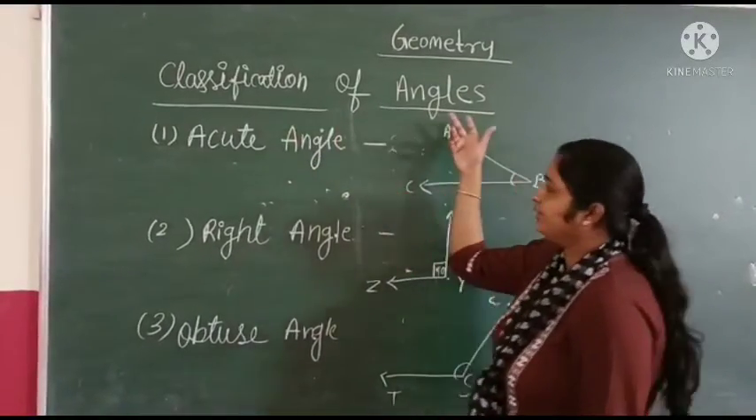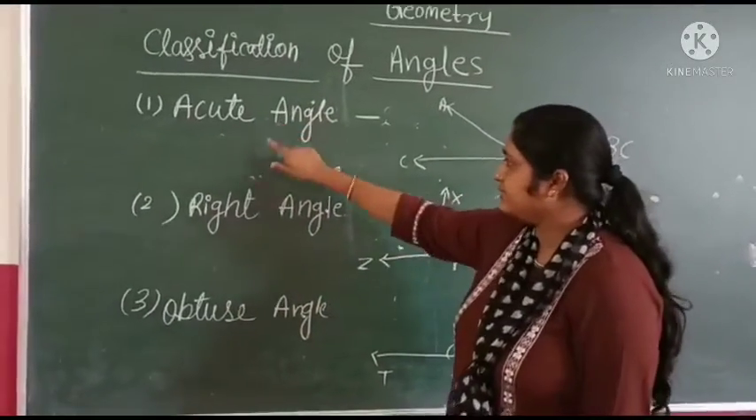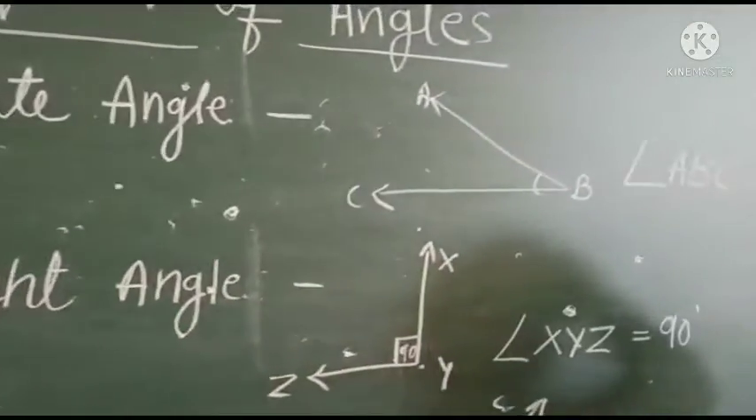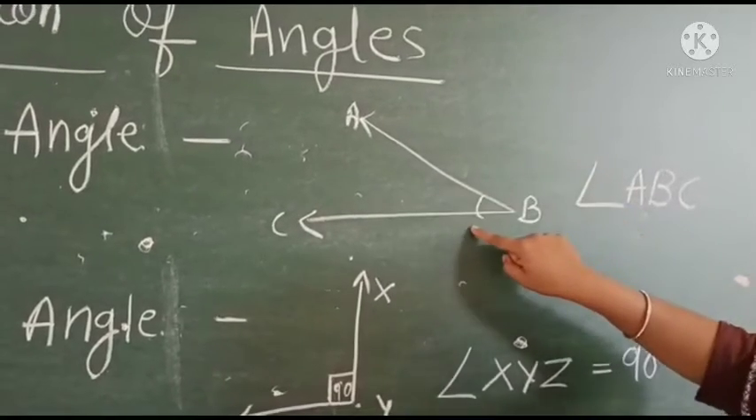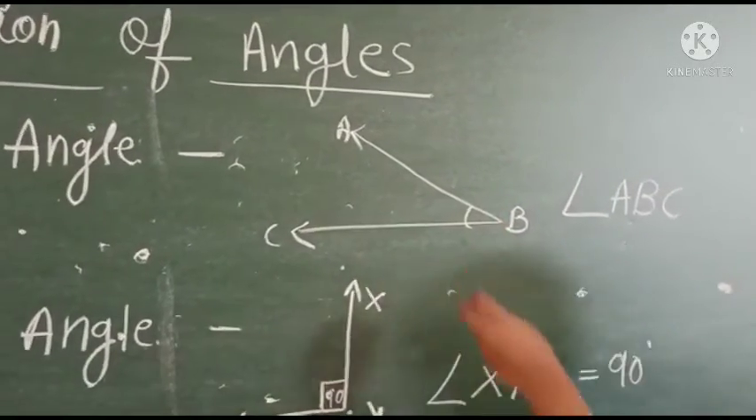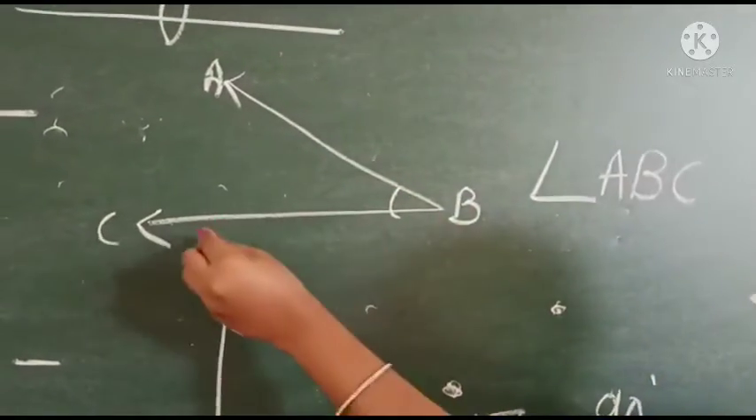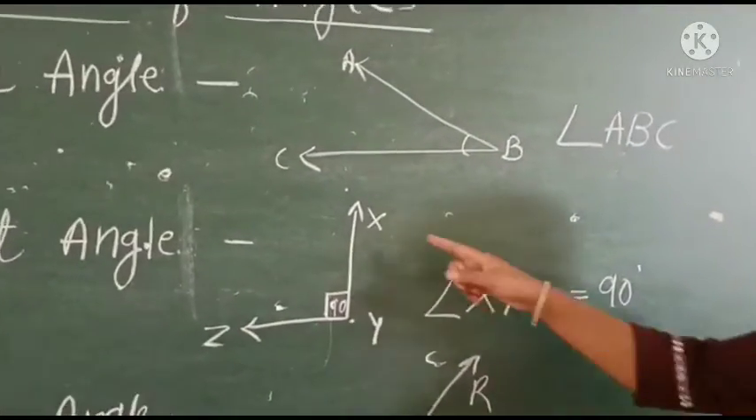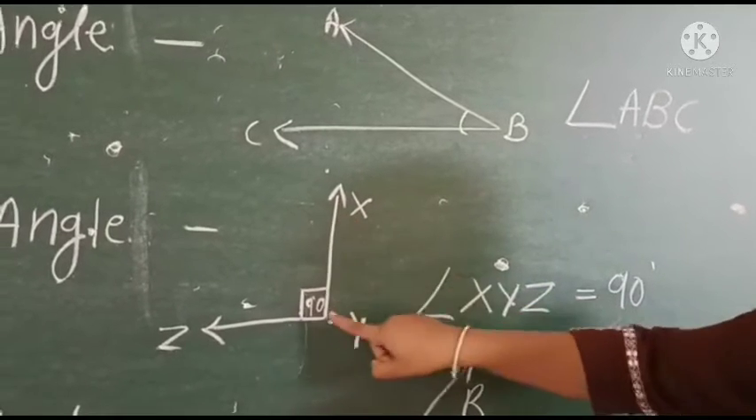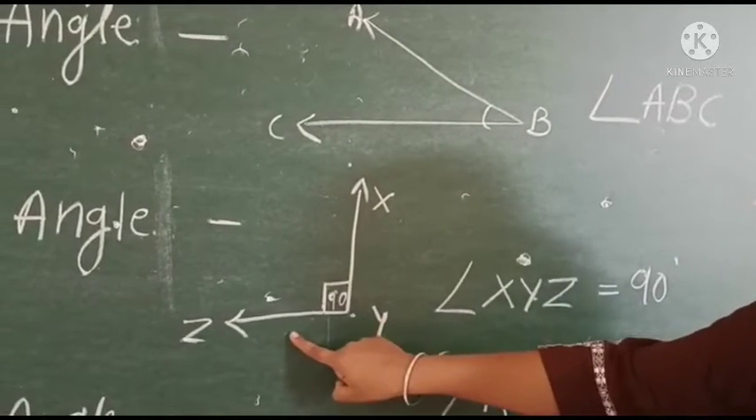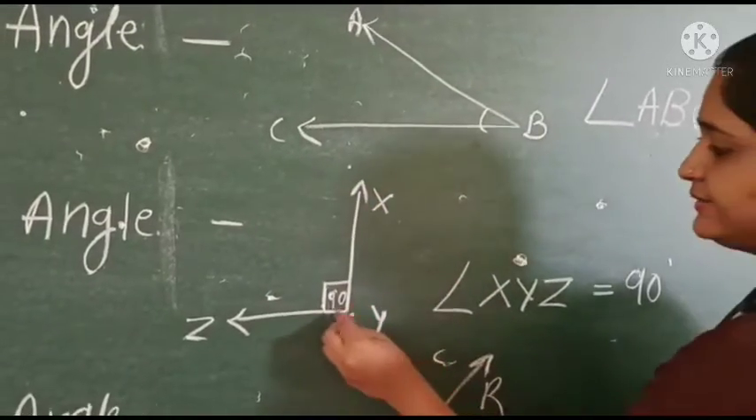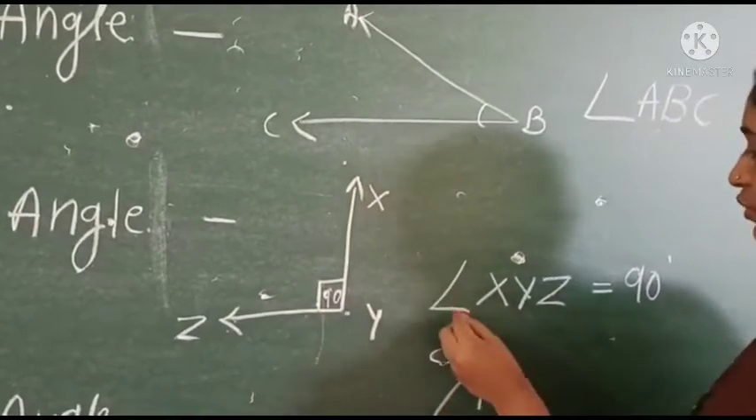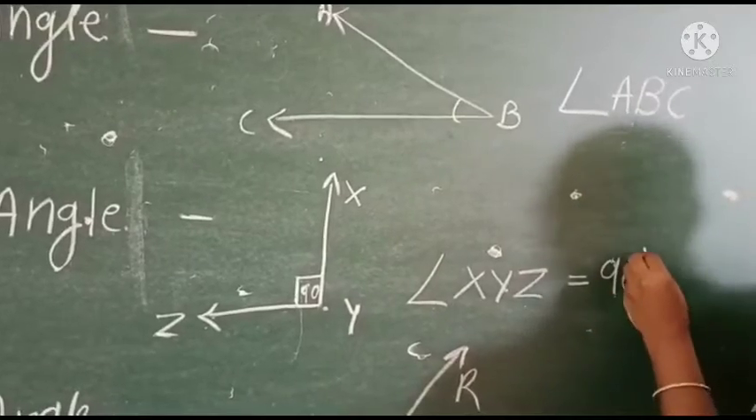Here is the classification of angles. You see three angles here: acute angle, right angle and obtuse angle. An angle which is greater than 0 and less than 90 degrees is known as an acute angle. See here, angle ABC. Next is the right angle. An angle which is 90 degrees is known as a right angle. See here, XY is perpendicular to YZ, so angle XYZ equals 90 degrees.